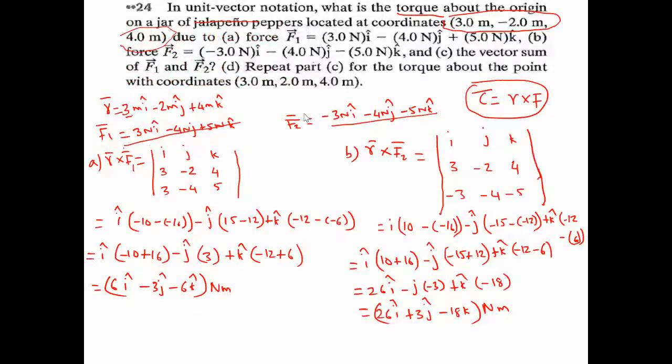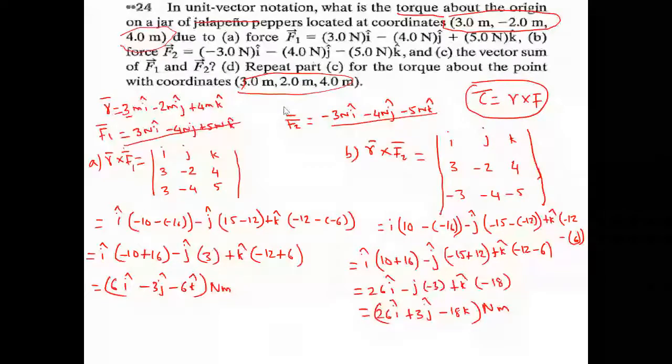Okay. We have one. You can see another question. What is given here? Repeat part C about the torque with a new coordinate. What is our part C, brother? Just before we find our force is minus 8. Am I right? And the new coordinate is given. What is our new coordinate? 3i 2j 4k.